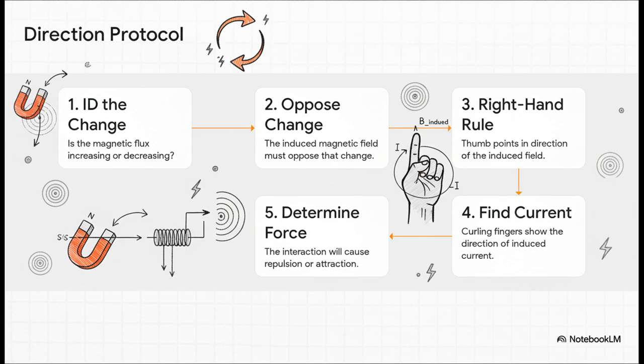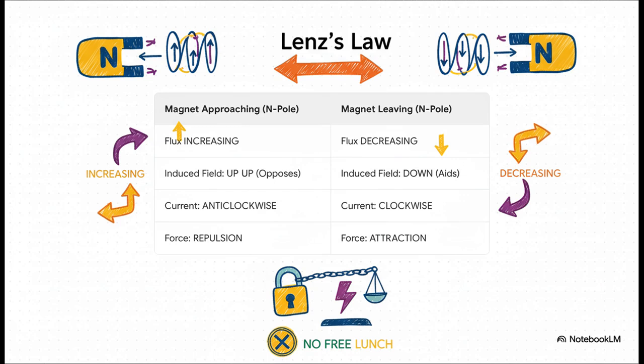Step 3. Grab your right hand. Point your thumb in the direction of this new induced field. Step 4. Find the current. The way your fingers curl, that's the direction of your induced current. And finally, step 5. What's the physical effect? Is it a push or a pull, repulsion or attraction? Let's put this protocol into action.